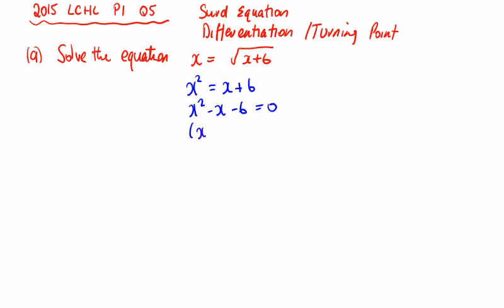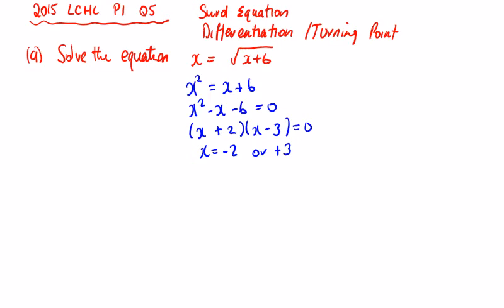Factorize. It has to be a 3 and a 2. x by x, 3 by 2, and it's a minus x. So we need a minus 3 and a plus 2. So x is equal to minus 2 or plus 3.